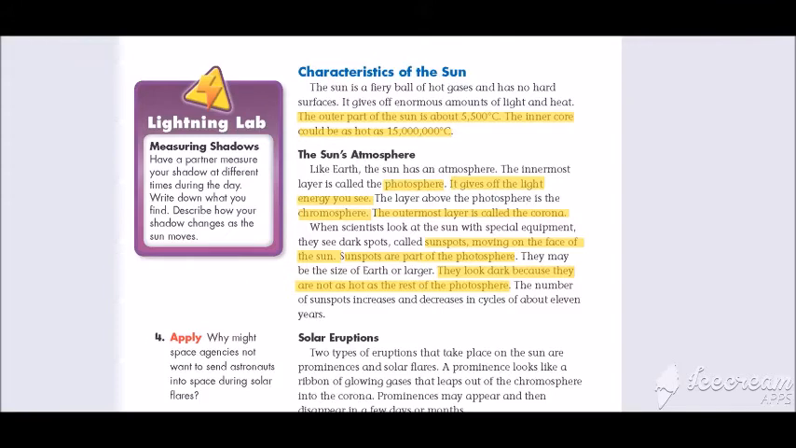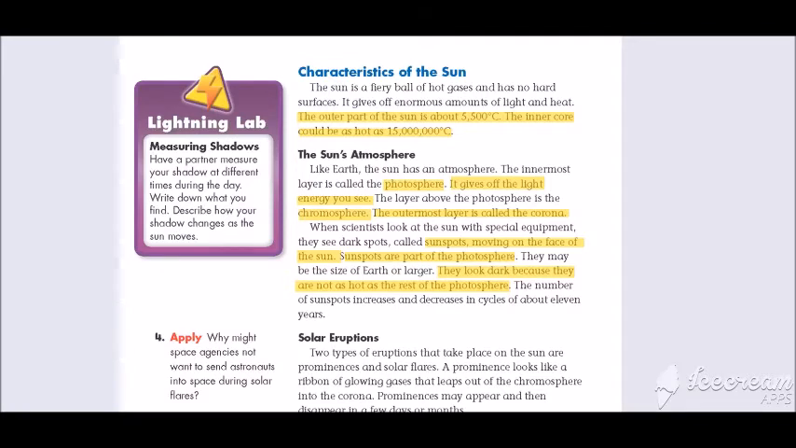The Sun's atmosphere. Well, the innermost layer of the Sun is called the photosphere. What is the importance of this photosphere? It gives off the light energy that you see. Well, the next layer is called the chromosphere, while the outermost layer is called the corona.